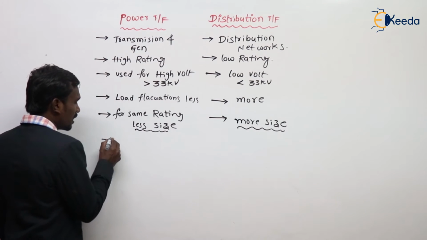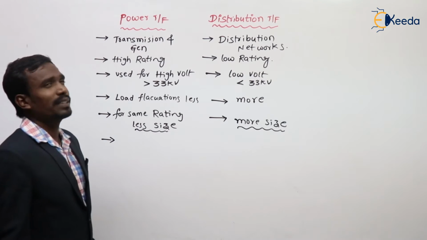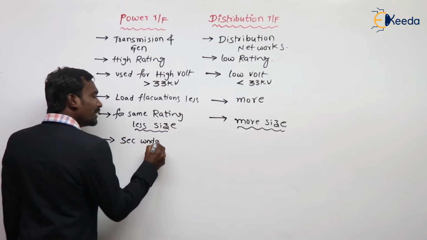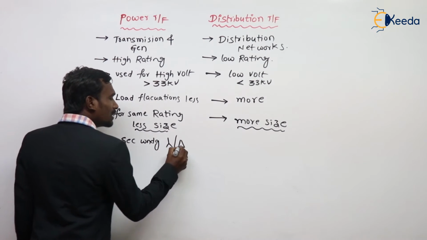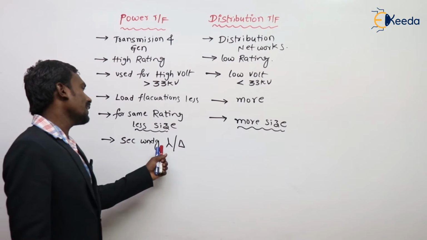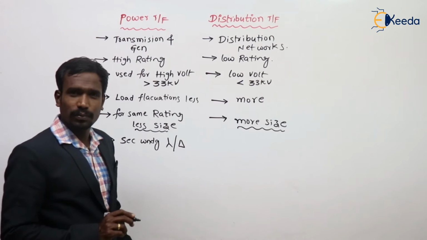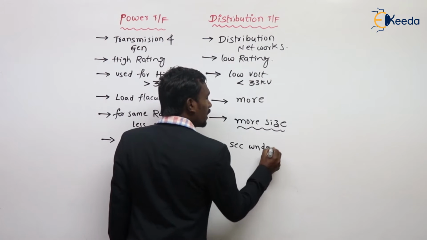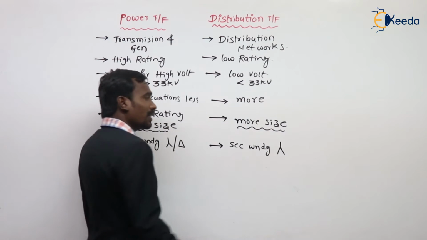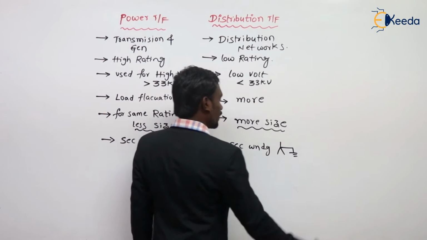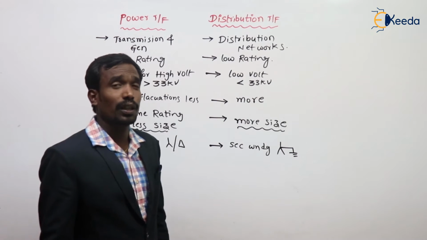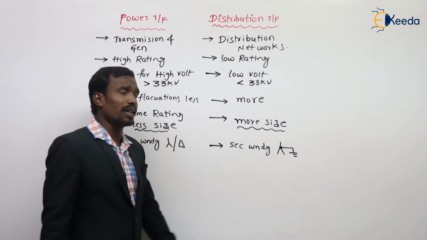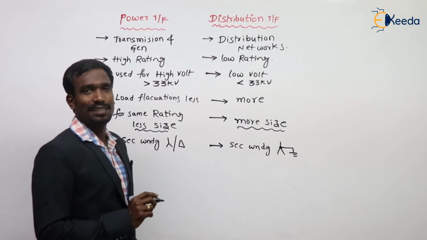Other than this, in a power transformer, the secondary winding may be star or delta, no problem. But in a distribution transformer, the secondary winding should be star connected in order to make a neutral grounding. On the distribution side, we must need a neutral grounding. That's why the secondary winding should be star connected.